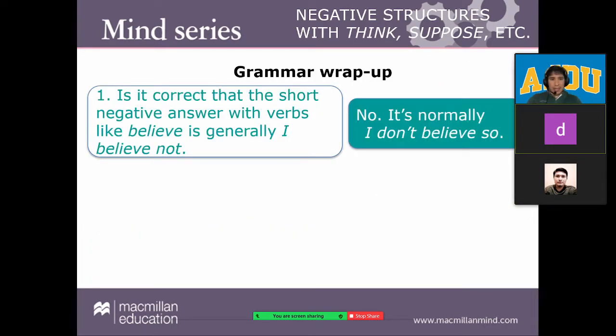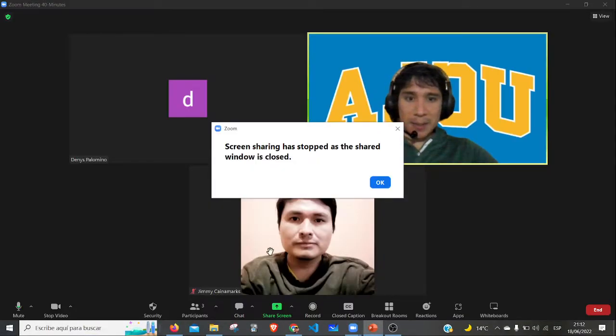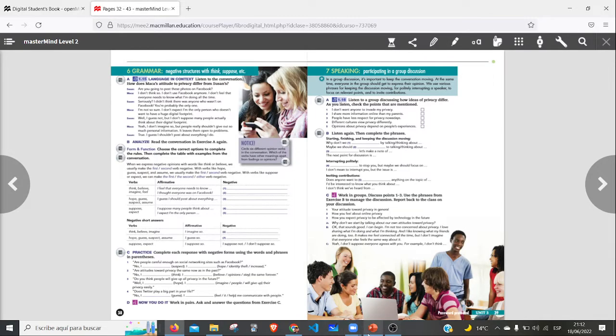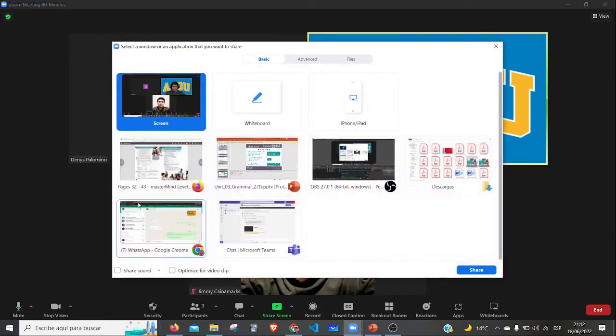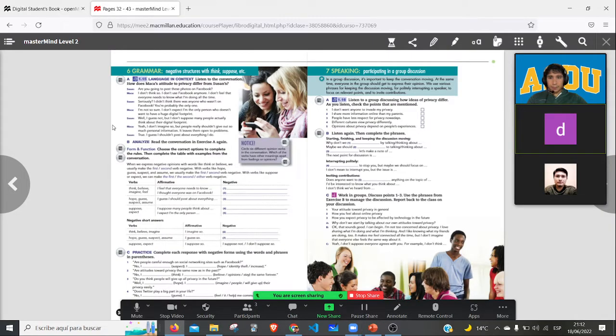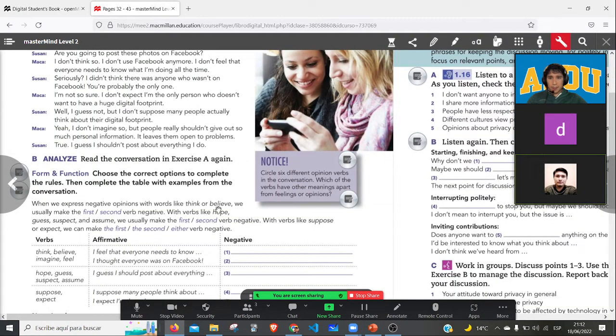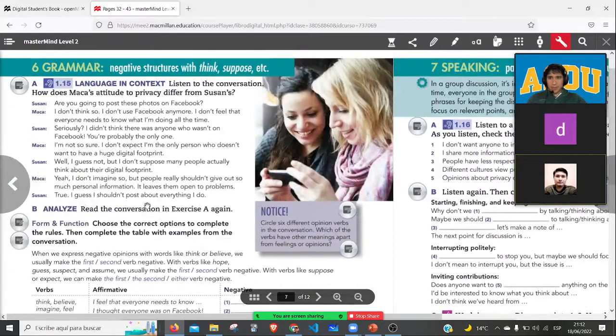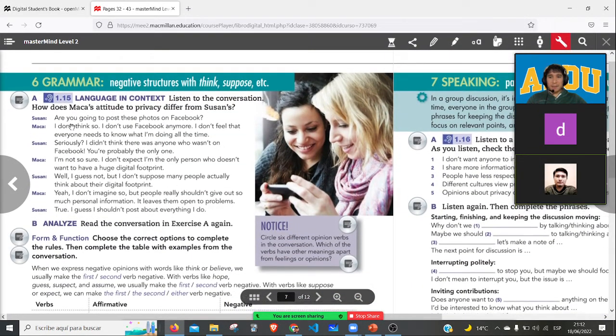Okay, so we can practice with the platform. I'll share my screen right now. Can you see my screen? So we're going to do this one, the forming function. Okay, so we have a conversation here. We are at this page.